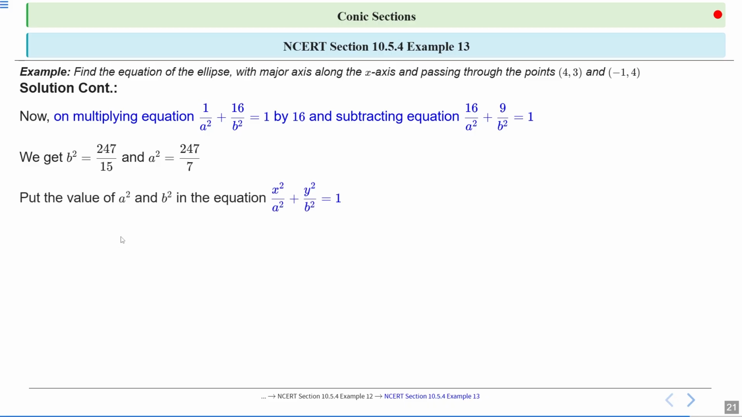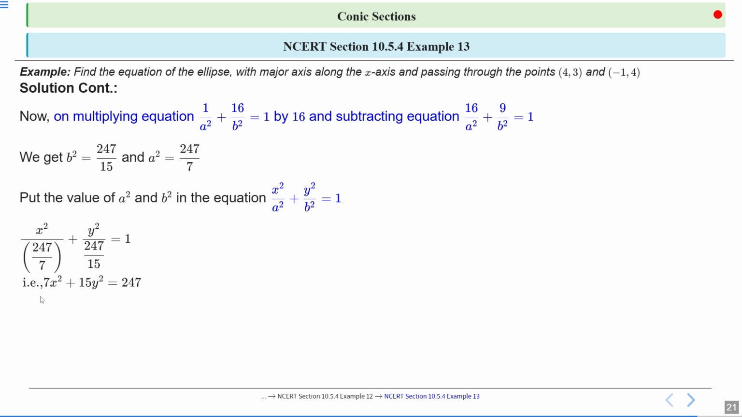Now put the values of a square and b square into the equation x square upon a square plus y square upon b square equal to 1. Then we will get the required equation of the ellipse: x square upon 247 upon 7 plus y square upon 247 upon 15 is equal to 1. Now simplify it.